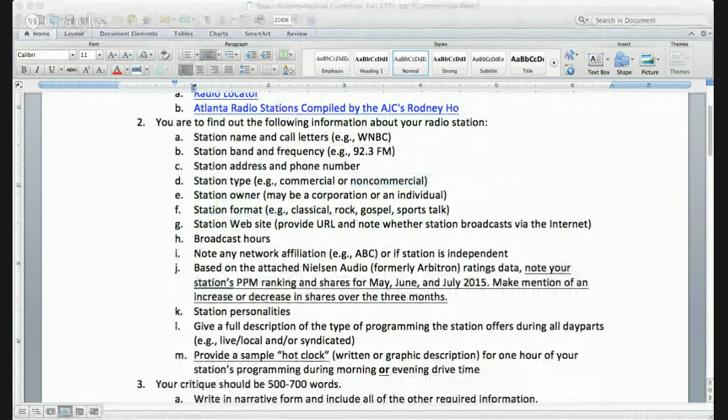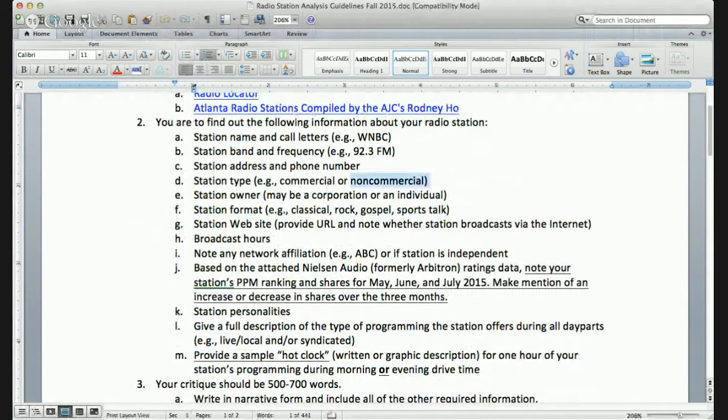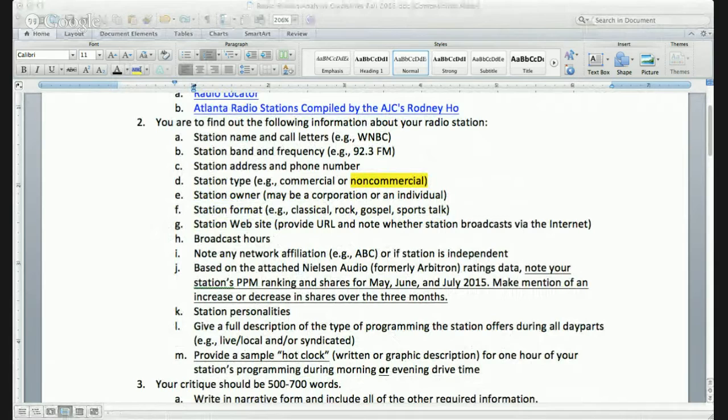Furthermore, it appears my screen is not moving like it should. Let me try something here. Sorry. I'm going to try something and see if it works. Apologies. I clicked the wrong thing as usual. 3, 2, 1, and it did work. So I was highlighting non-commercial.